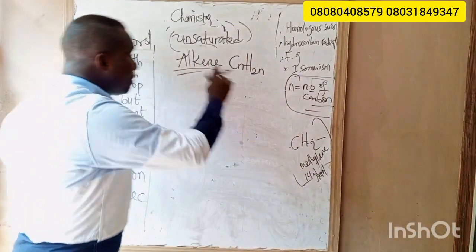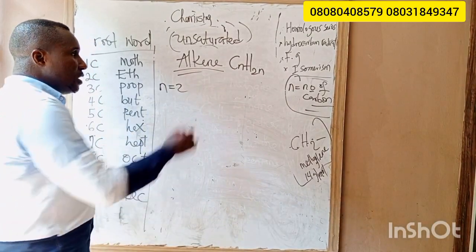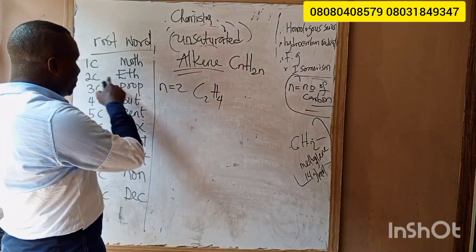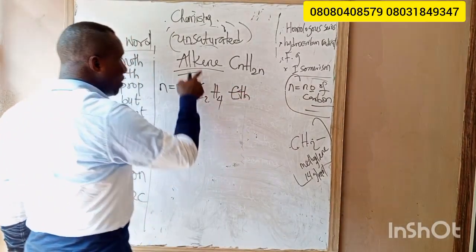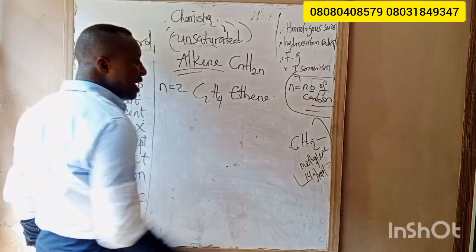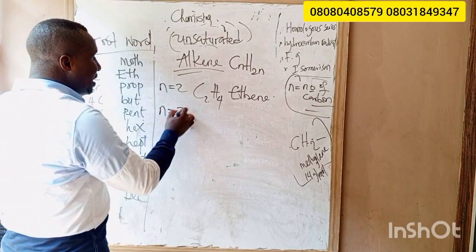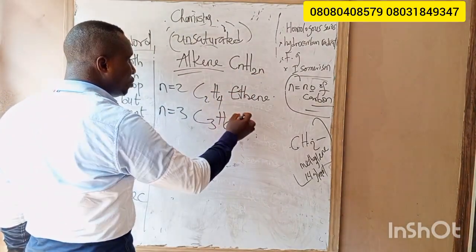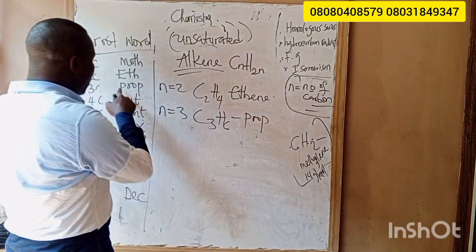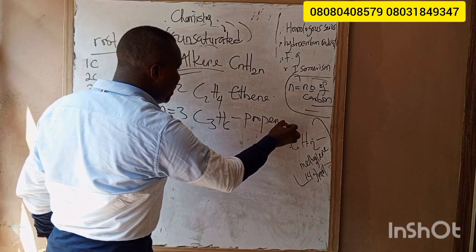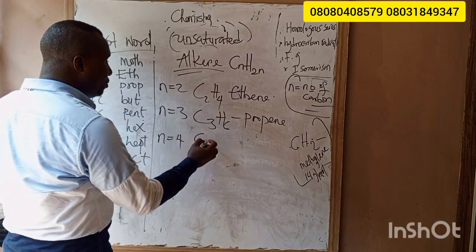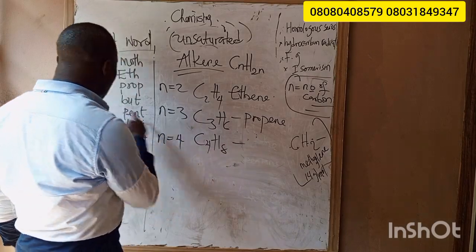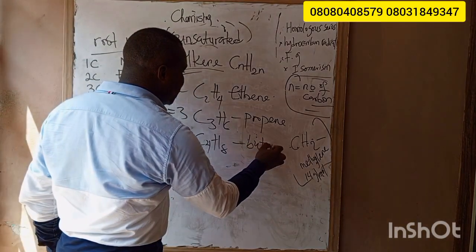Then let's see. I told you the first member starts when n equals 2. That means C2, H 2 times 2, 4. 2 carbon is eth, but it's under ene, so ethene. When n equals 3, C3, H 2 times 3, 6, which is 3 carbon, prop, then under ene, propene. When n equals 4, that means we have C4, H 2 times 4, 8. 4 carbon, but. That means butene.